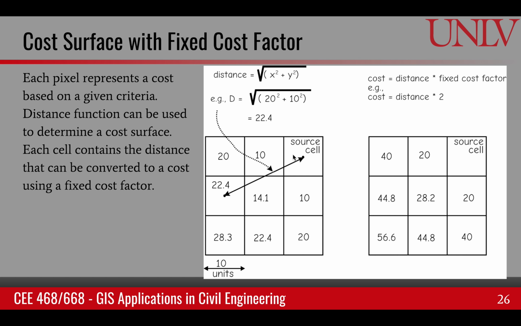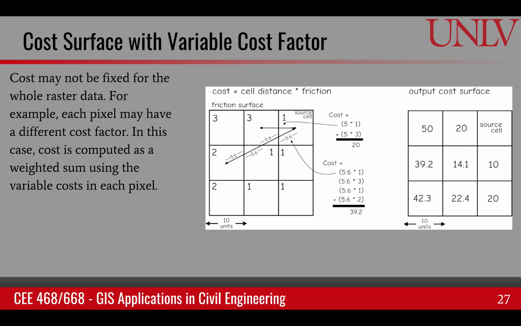Having said that, it may not be true that a fixed cost factor applies. The cost might be different for different cells. Let's say, if this was actual driving, this could be an uphill pixel, which means you will use more gas to drive through that pixel. In that case, it's called a variable cost factor, also called a friction factor. Let's say going through this pixel costs 3, this pixel costs 3, this pixel costs 1, 2, and so on. So each pixel value is equal to the cost of going through that pixel.